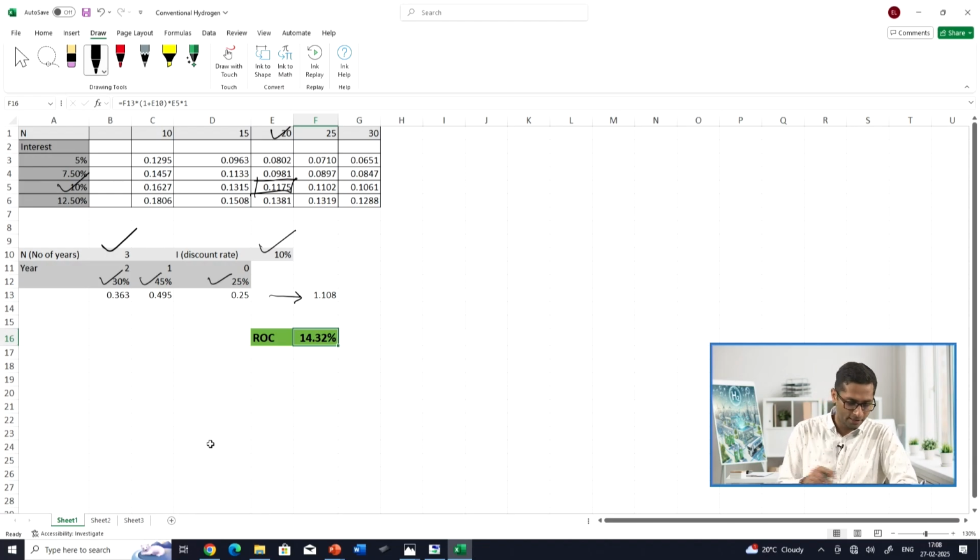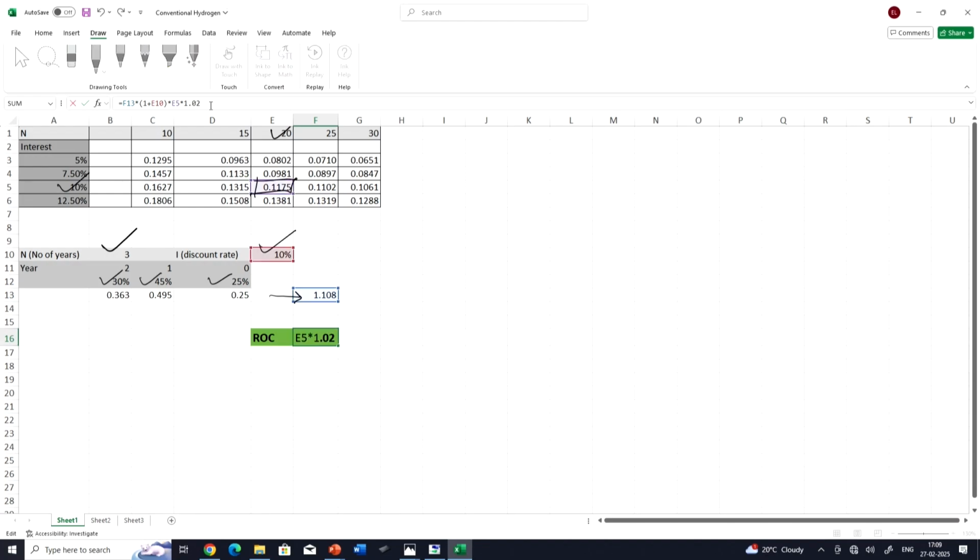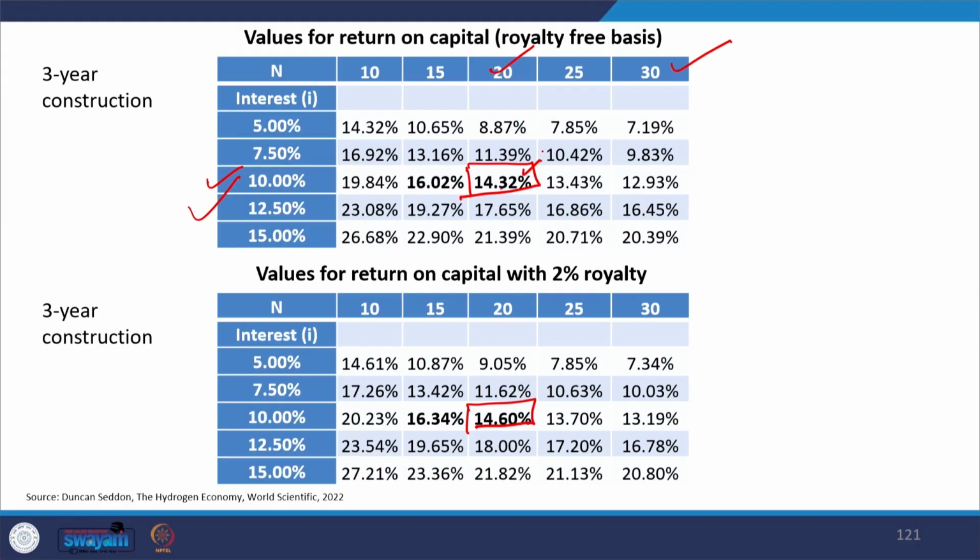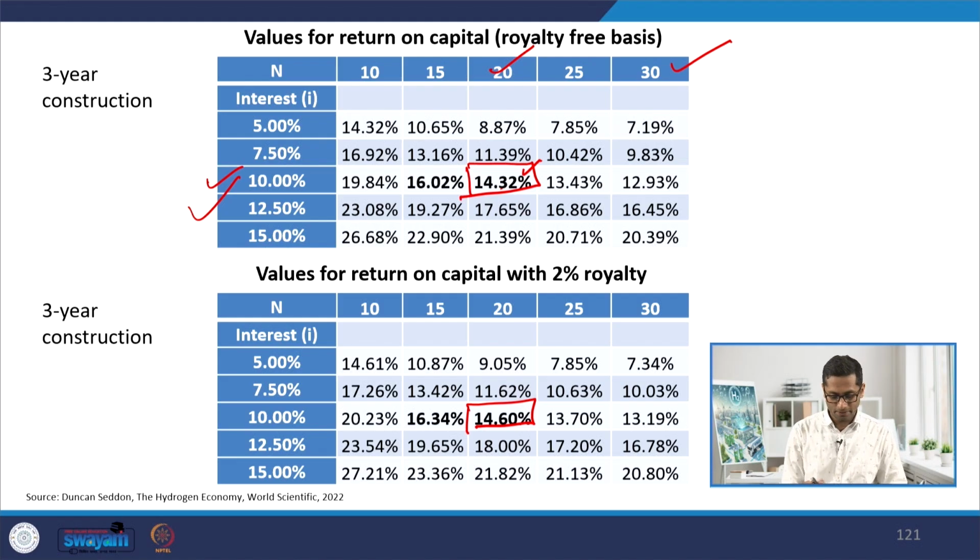Further, if I change this number 1 to 1.02, wherein I am assuming a 2% royalty, you will get the number 14.6, which is the same as you would have seen in the slide before. So we have this number 14.32, which is for 20 years of operation and 10% discount rate, and if I assume a 2% royalty, it's 14.6 for 20 years of operation and 10% interest rate. So these are the type of factors that I will be using in the future calculations. This is just for your understanding if you would want to go into the derivation of where this capital recovery factor, or the capital charge or return on capital, these terms being used interchangeably, has been calculated.